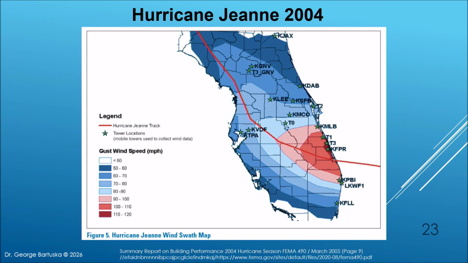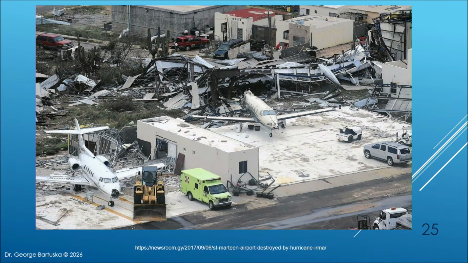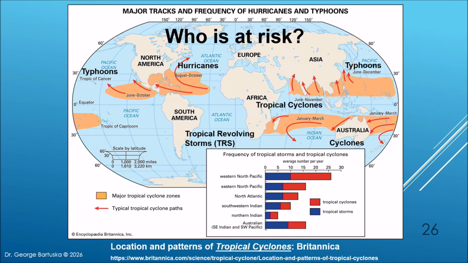And here was Hurricane Jeanne. This one, again, was kind of a typical hurricane where it made landfall and started to slow down. Now, hurricanes are dangerous. They cause major damage from storm surge, wind damage, rip currents, a very underestimated problem, flooding, and tornadoes. We're here to talk about aviation.